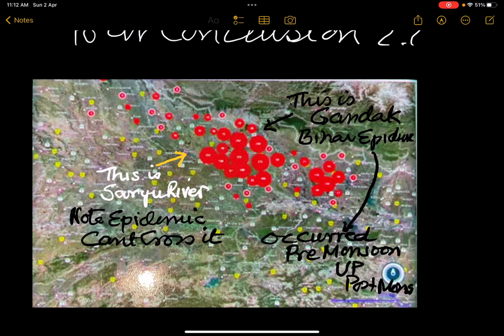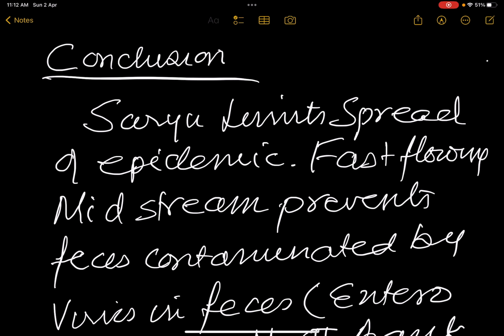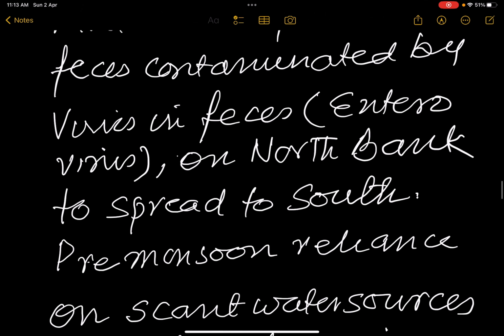So by just seeing this place distribution, where the bigger dots mean a larger number of cases, we drew the following conclusions. Saryu limits spread of epidemic. Fast flowing midstream prevents feces contaminated by the virus, enterovirus, on the north bank of Saryu from spreading to the south bank.